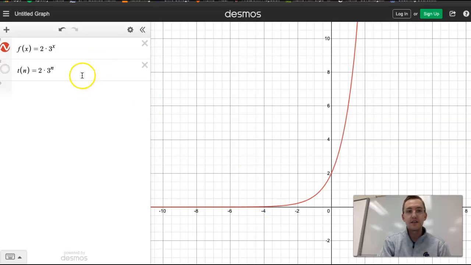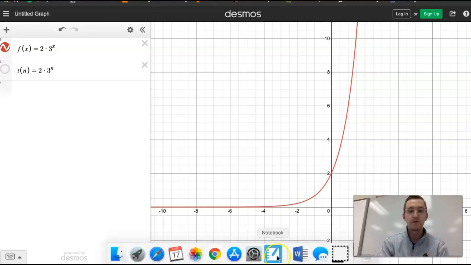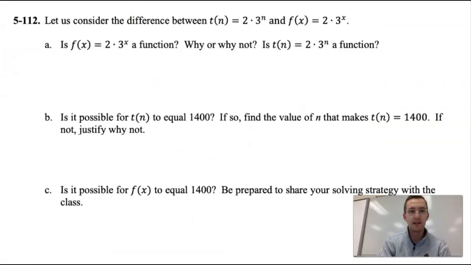T of n for our sequence is going to be the exact same thing, except for the fact that it's only going to have outputs on the whole numbers as we go to the right. It follows the exact same shape, which means that both of those things are functions. So if we go back to our notes here, we can write that down. Yes, they are functions.